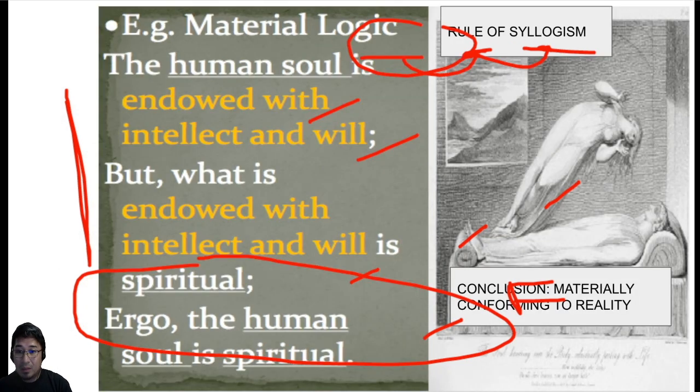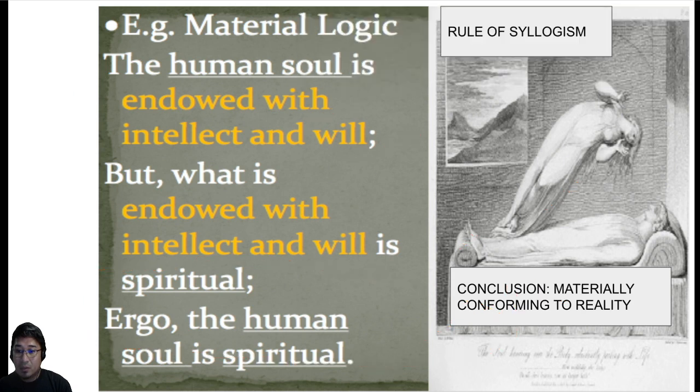So example ng material logic is this example. The human soul is endowed with intellect and will. What is endowed with intellect and will is spiritual. Human soul, ibig sabihin, it's something not physical. So, ang intellect mo and will, not physical yan, kasi it only exists in your mind. So, pag gusto ko, for example, kumain ng burger, without saying it to you, it's inside my mind. It's my will. So, it cannot be perceived by your own senses. That's why it's not physical. So, what is endowed with intellect and will, it's the opposite of physical, that's spiritual.